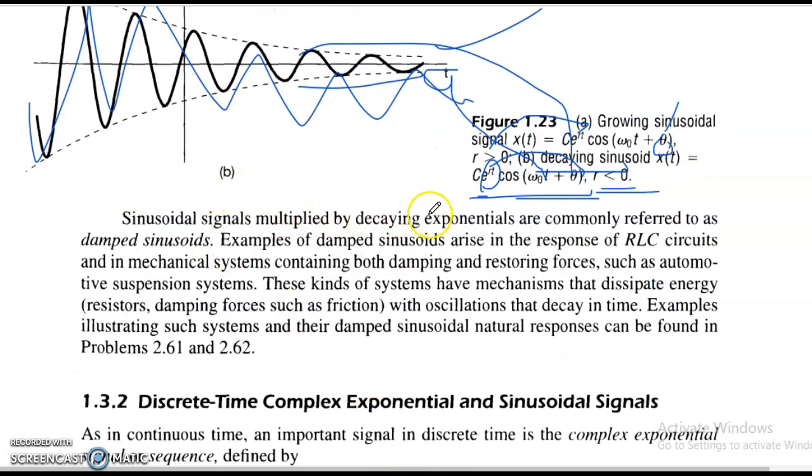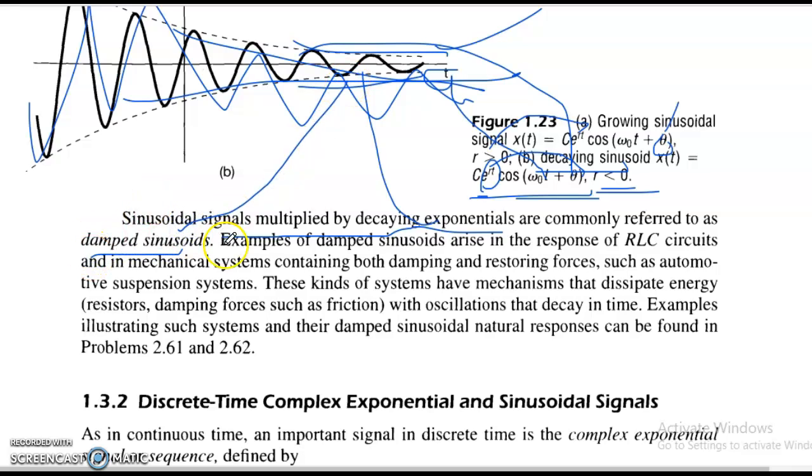Sinusoidal signals multiplied by decaying exponentials are commonly referred to as damped sinusoids. For example, damped sinusoids arise in response to RLC circuits and in mechanical systems containing both damping and restoring forces, such as automotive suspension systems. These kinds of systems have mechanisms that dissipate energy.